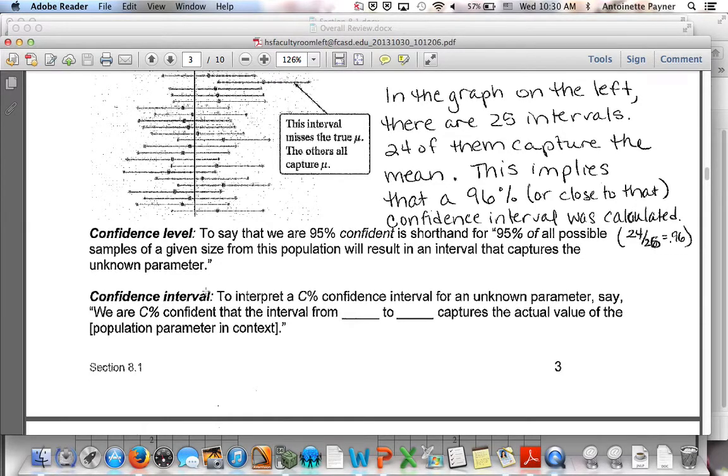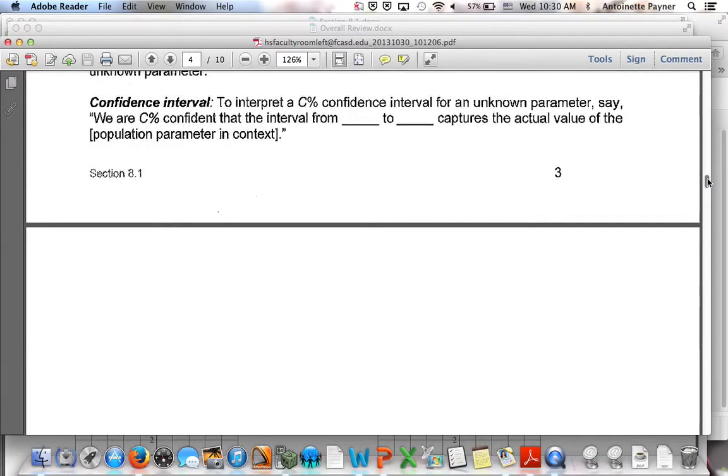When we interpret the interval itself, so if we were trying to interpret a 95% confidence interval, we would say we are 95% confident that the interval from whatever number to whatever number captures the actual value of the population parameter, and we will put that in context. So we will go through an example here shortly.